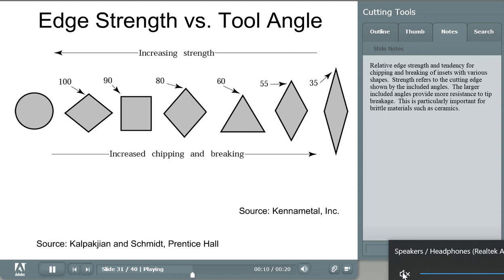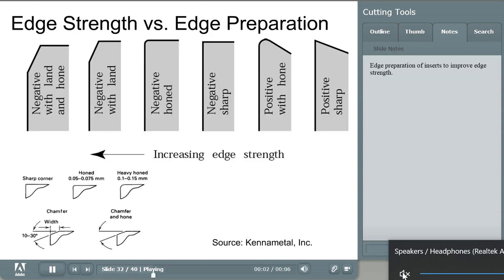Strength refers to the cutting edge shown by the included angles. The larger included angles provide more resistance to tip breakage. This is particularly important for brittle materials such as ceramics. Edge strength versus edge preparation. Edge preparation of inserts to improve edge strength.